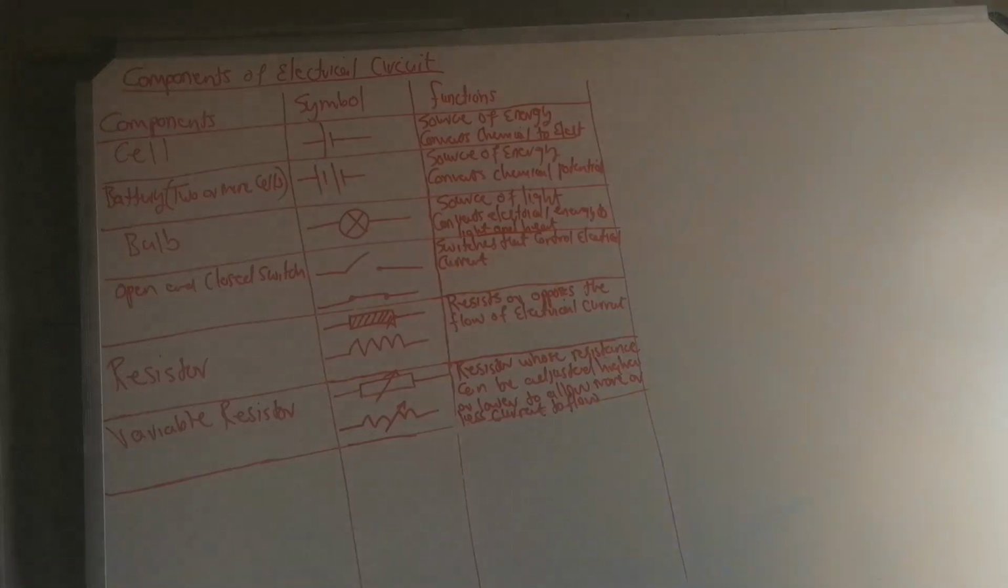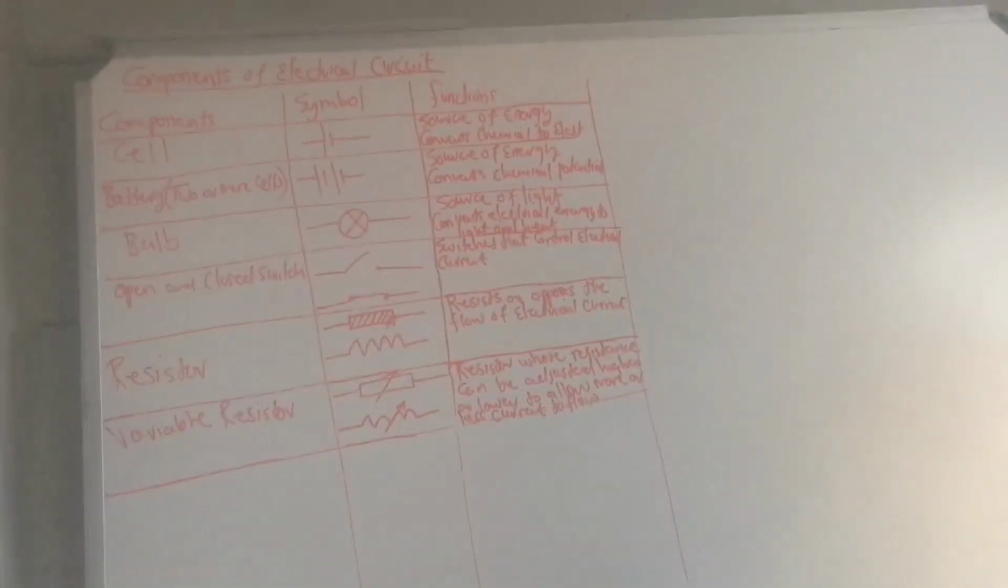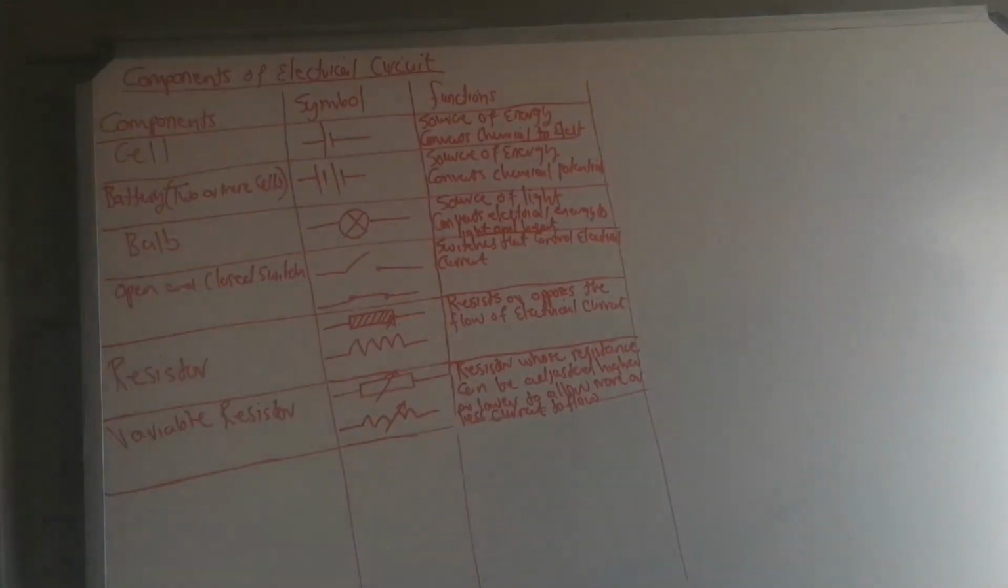So when the stove is on low, you are allowing lesser current to flow. When the stove is on high, you are allowing more current to flow. So the knob on your stove acts as a variable resistor.